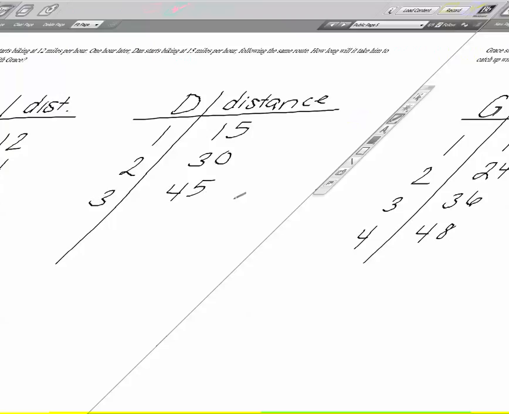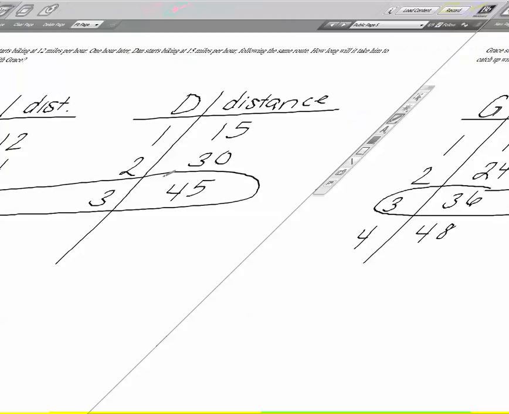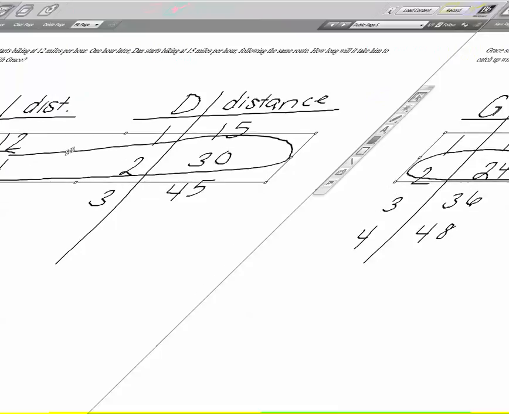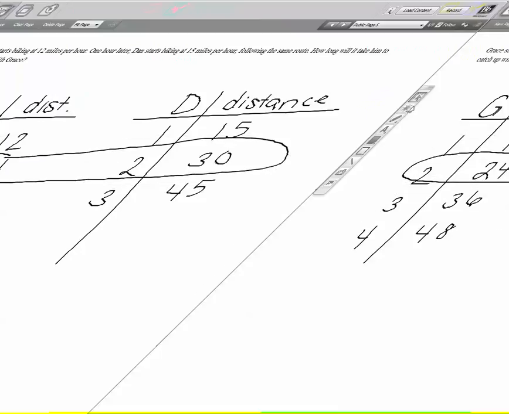And notice that right here already, he surpassed Grace. Actually, one above that already. So he's gone 30 miles while she's only gone 24. So between his second and third hour, he will catch up to Grace. So between 2 to 3 hours of biking, he will meet Grace.